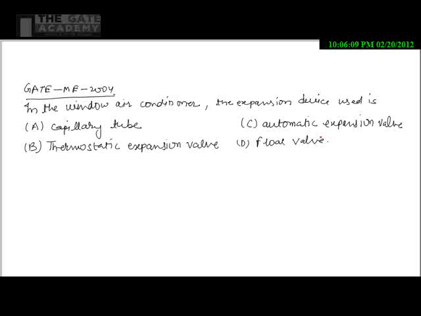We have already discussed this during the theory. The expansion devices used in a vapor compression refrigeration cycle are of two types. First is the capillary tube and the second one is the thermostatic valve. The capillary tube is generally used for a smaller unit and the thermostatic valve is generally used for a larger unit. So in our problem there is a window air conditioner, which is a small unit. For this kind of unit, a capillary tube will be used as the expansion device. So the correct answer is A, capillary tube.